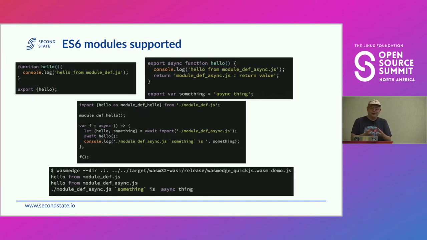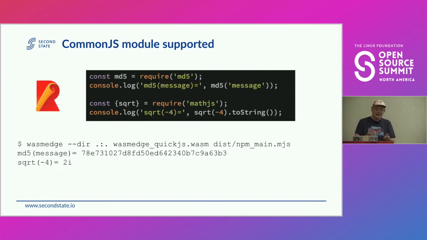So this is the work that we did, to support ES6 modules in our JavaScript runtime. In this example, if you're interested, you can look into the code. It's just a very vanilla demo that shows how to define a module and how to call the module. Of course, the JavaScript ecosystem has more than ES6, so we went ahead and supported CommonJS as well, through rollup.js, right?